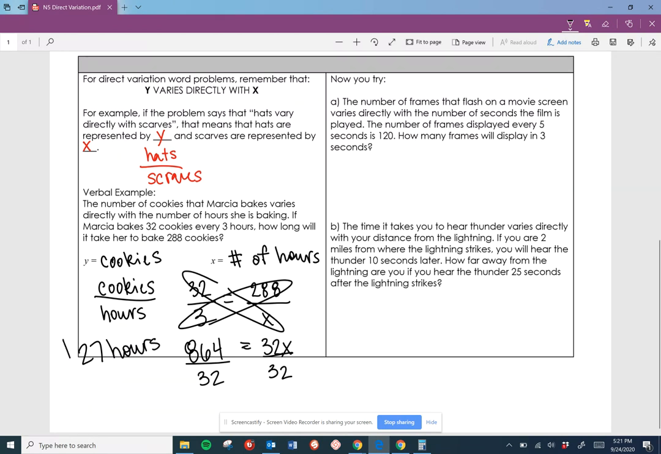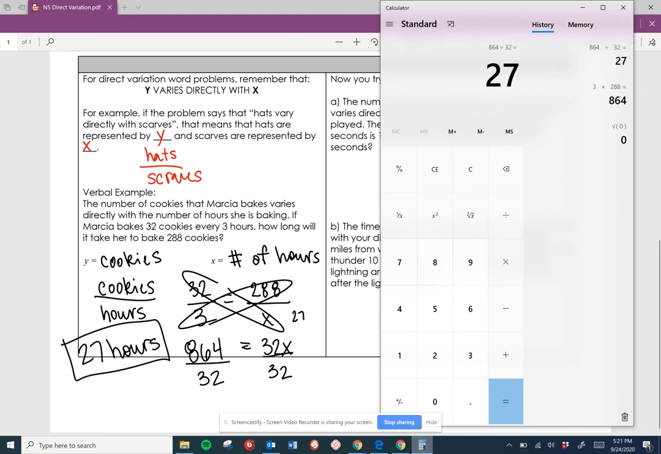So we can see now, what would we need to multiply 3 by to get 27 if now we know that this is 27? And 3 times 9 is 27, right? So we could check our math to see if that is going to be correct. 32 times 9, and we do get 288. So that's going to be the correct answer.